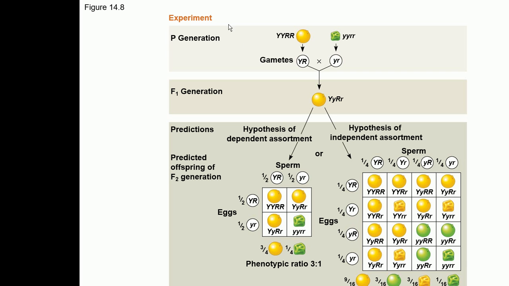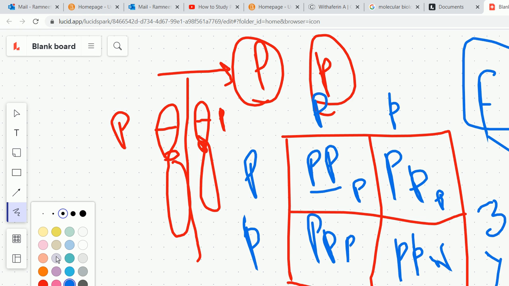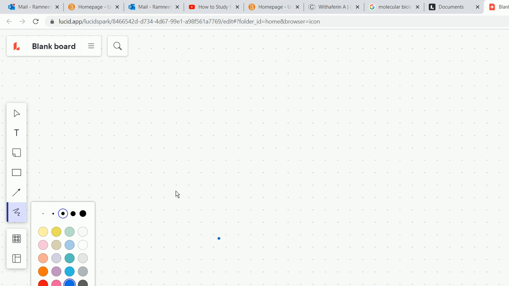Now remember that when this plant is going to make the gametes, I think we need to go to the board again and see that. I have to explain this again. Okay, so let's erase this. When Mendel took the dihybrid cross, he studied two characters. The important thing to know about these two characters is that the alleles for these two characters are present on two different chromosomes.